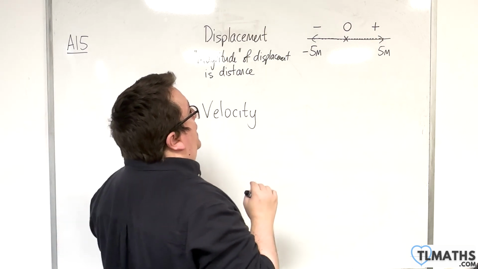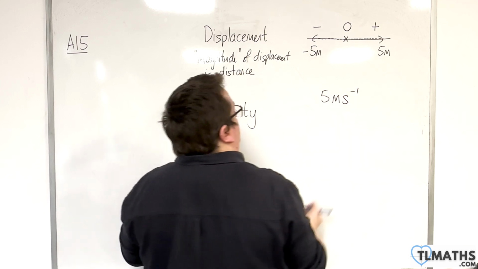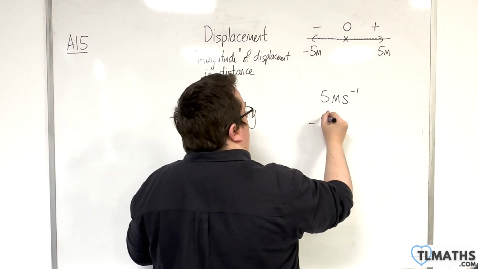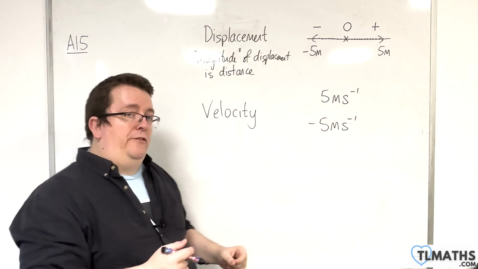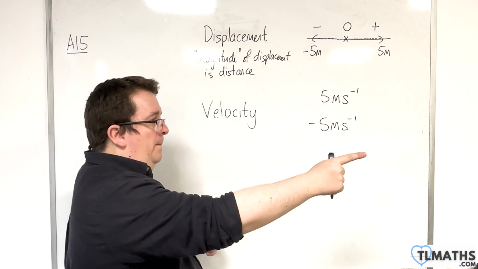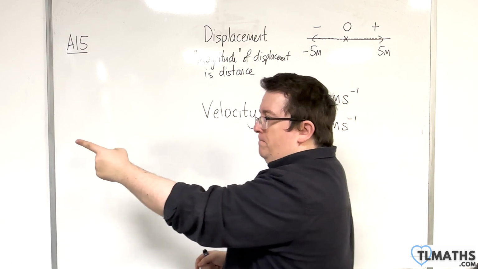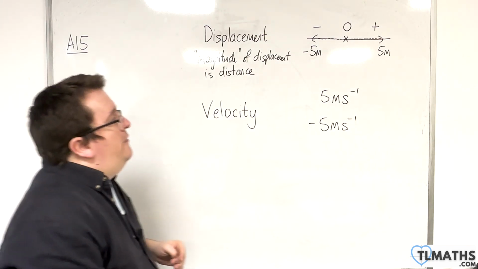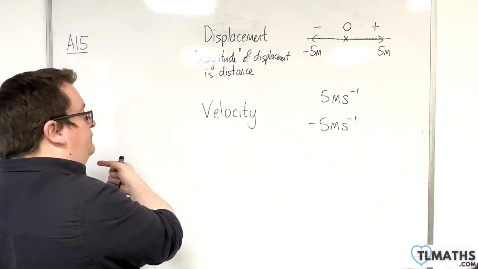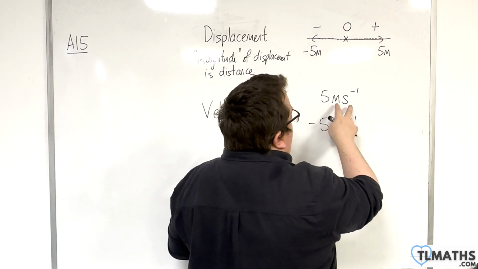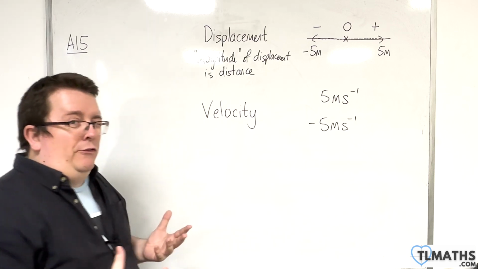So a velocity could say that I am travelling at 5 meters per second, or it could be minus 5 meters per second. This would be saying that I am travelling 5 meters per second in the positive direction, whereas minus 5 meters per second would be saying I'm travelling 5 meters per second in the negative direction. So there is a sign here attributing which direction you are travelling. The notation here is meters seconds to the minus 1.